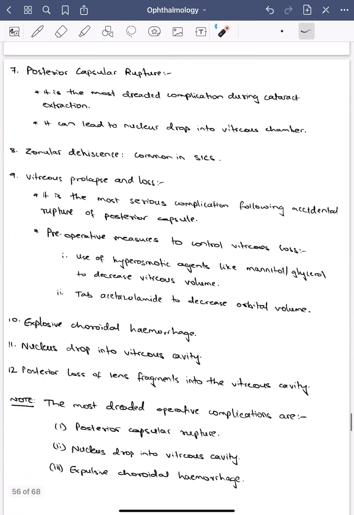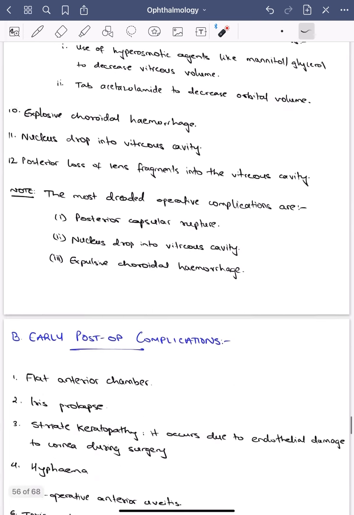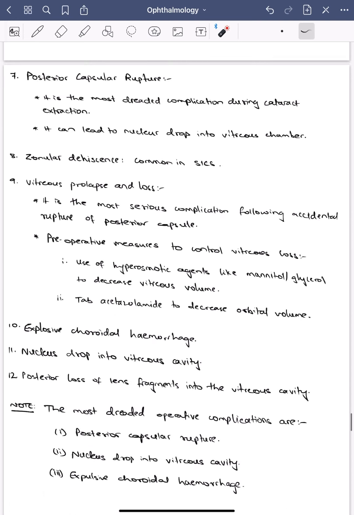The next operative complication of cataract surgery is posterior capsular rupture. Now it is the most dreaded complication during cataract extraction, and it can lead to the nuclear drop into the vitreous chamber. Okay, so this is one of the most dreaded complications, posterior capsular rupture. That is, if the posterior capsule is torn, the nucleus can drop into the vitreous humor. Next complication is zonular dehiscence, which is common in SICS.